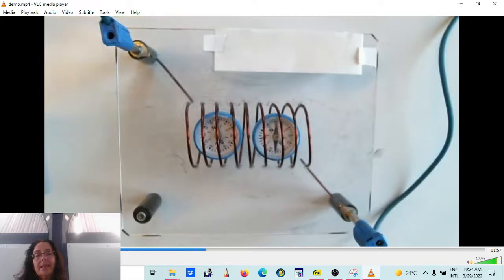Okay, this time I'm going to show you basically the same concept. Now with the two compasses that I have inside the coil, you can see the compass needles are basically running and pointing perpendicular to the length.